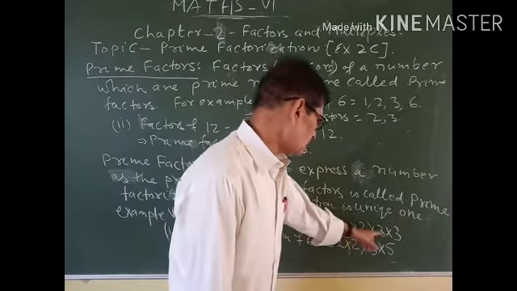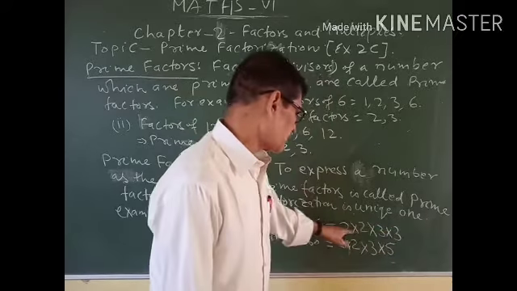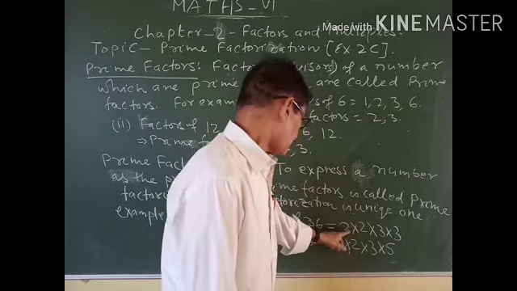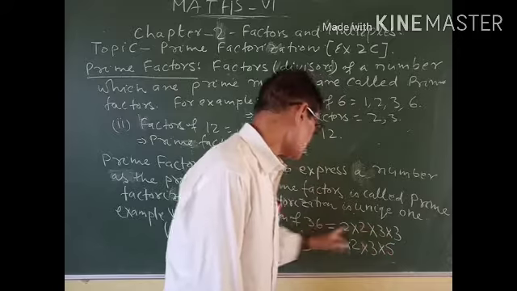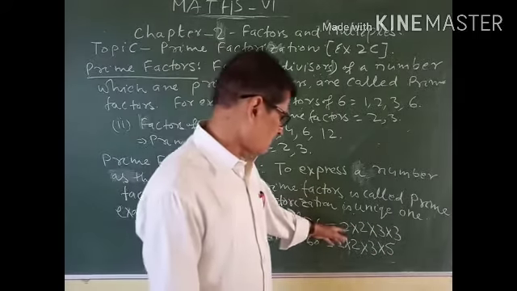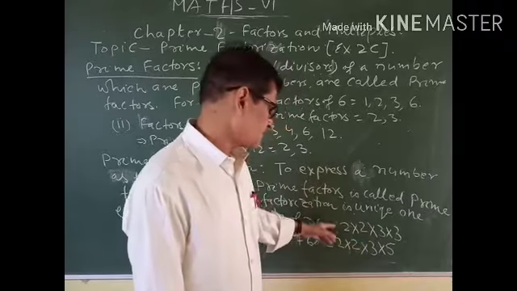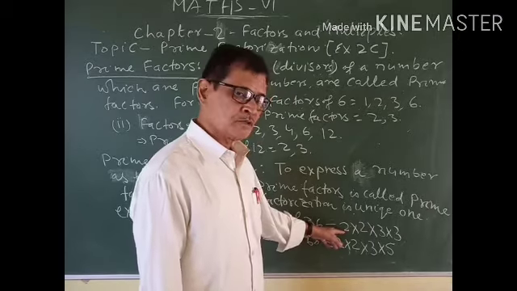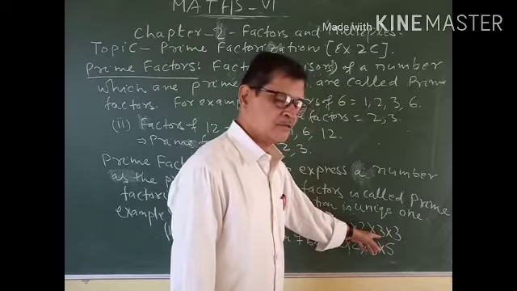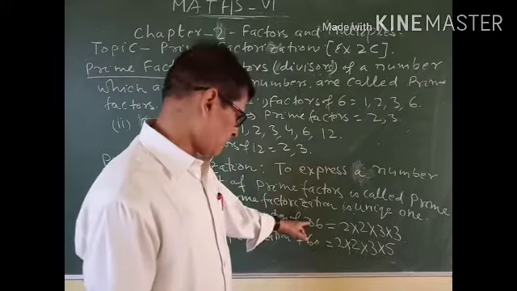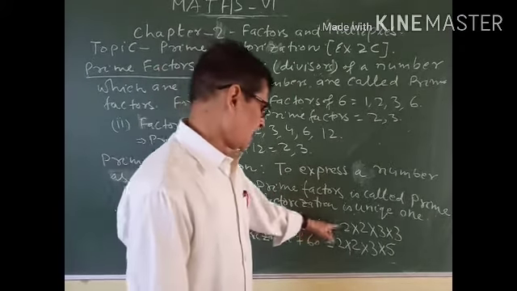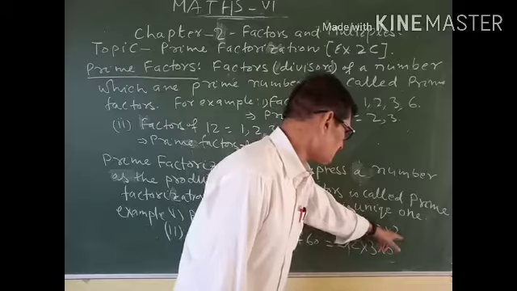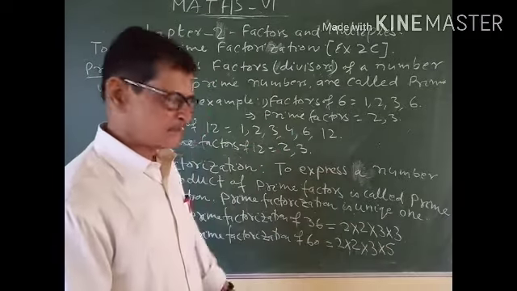2 into 2 into 3 into 3. Multiply this: 2 twos are 4, 4 threes are 12, 12 threes are 36. Now review the properties of the numbers. 2 is a prime number, 3 is also a prime number. So we have expressed 36 as a product of prime factors. So this expression is called prime factorization.